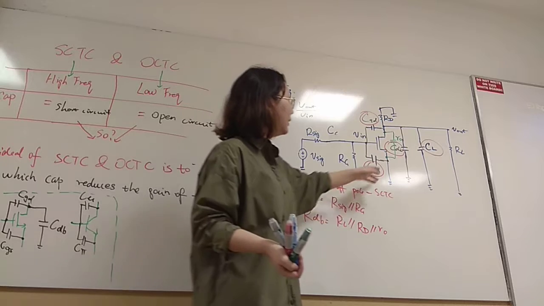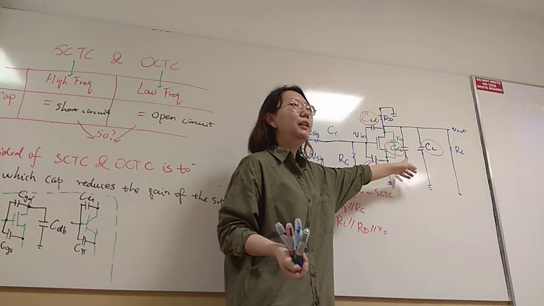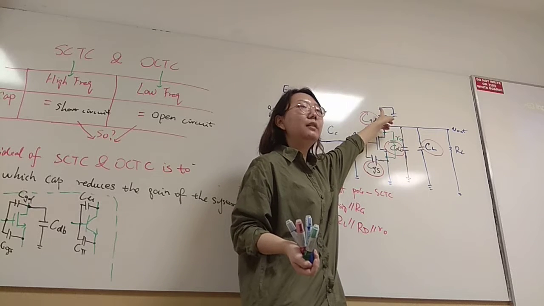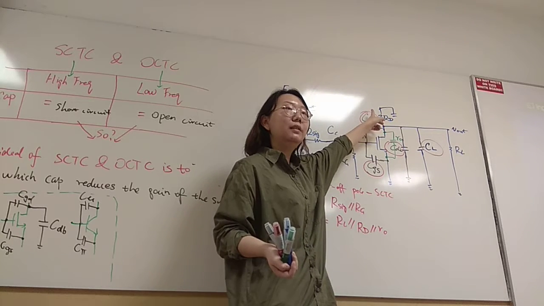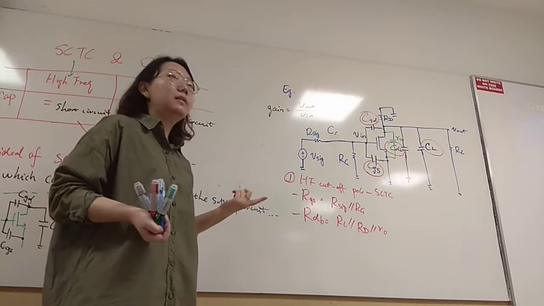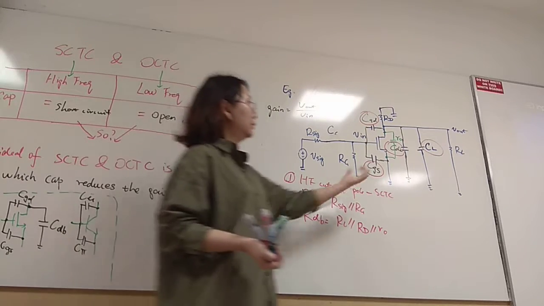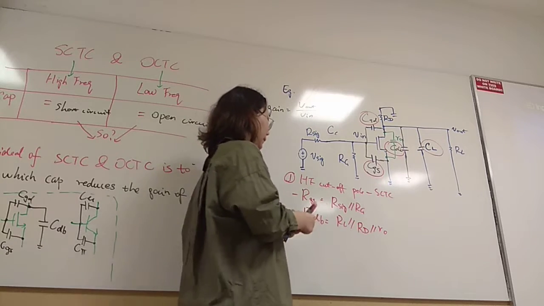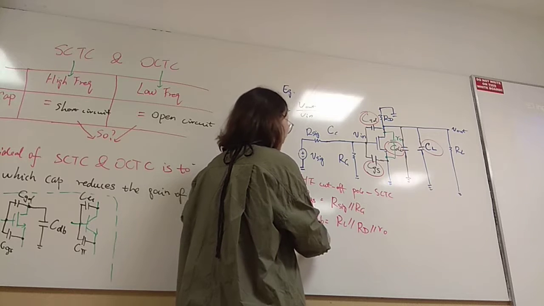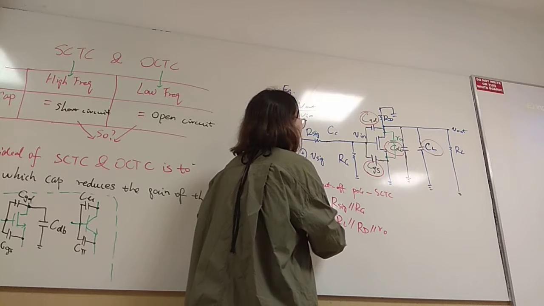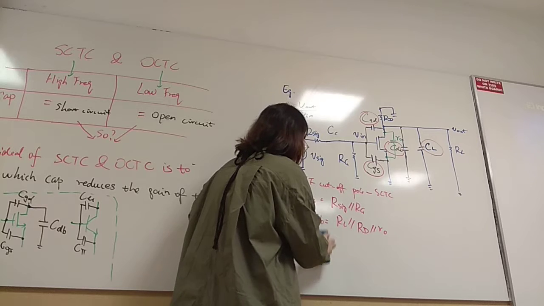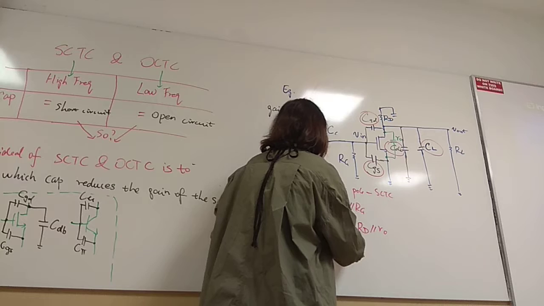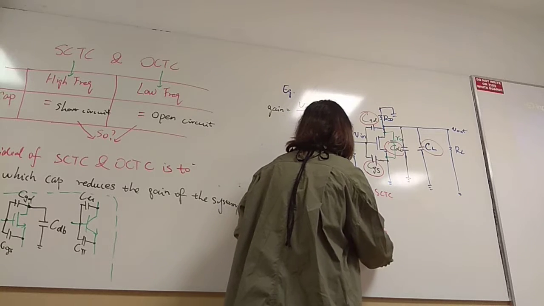So RDB is actually RL in parallel with R out in parallel with RD. Can you see that? This part is straightforward, right? Just one capacitor. And by the same token, the resistor seen by your CL, RCL, will be RL in parallel with RD in parallel with RL.